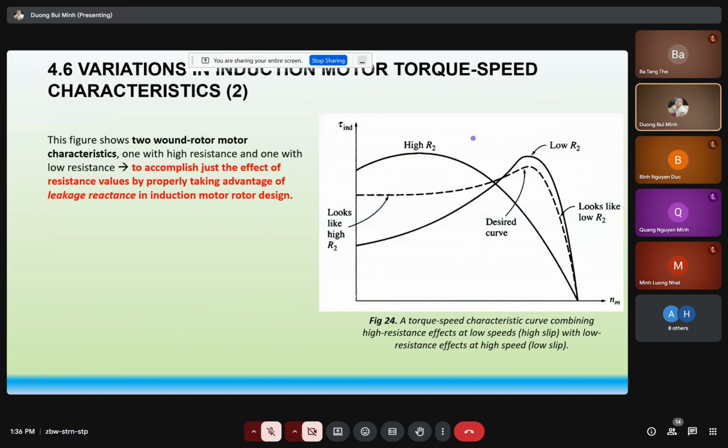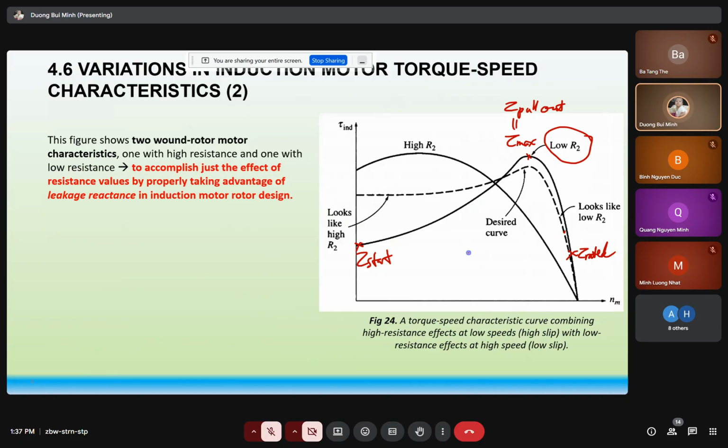Look here. If we have lower R2, this is the starting torque. This one is the maximum torque, or we say pull out torque, right? And somewhere here is the rated torque.